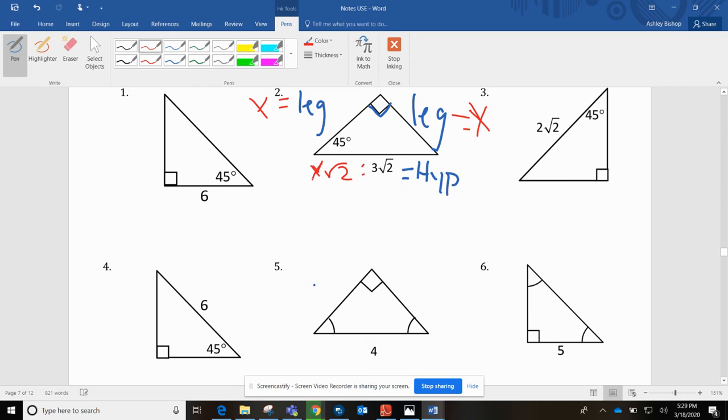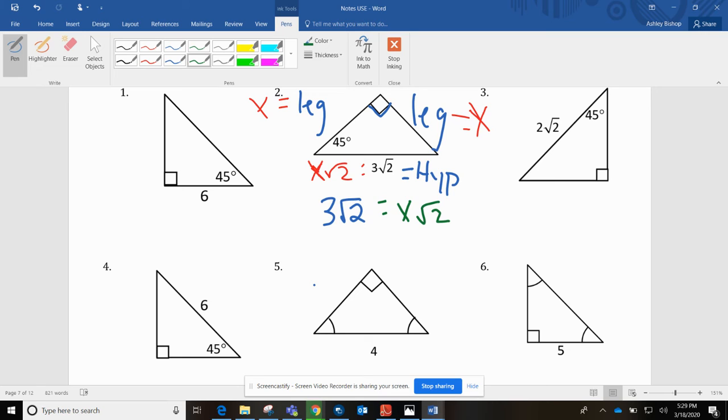Here I have given you the hypotenuse, and we need to think about what we're given. We are given that the hypotenuse is equal to 3 times the square root of 2. But based on my reference triangle, my rules, the hypotenuse is equal to x times the square root of 2. Then I need to figure out what x is equal to. So I have x times the square root of 2 is equal to 3 times the square root of 2.